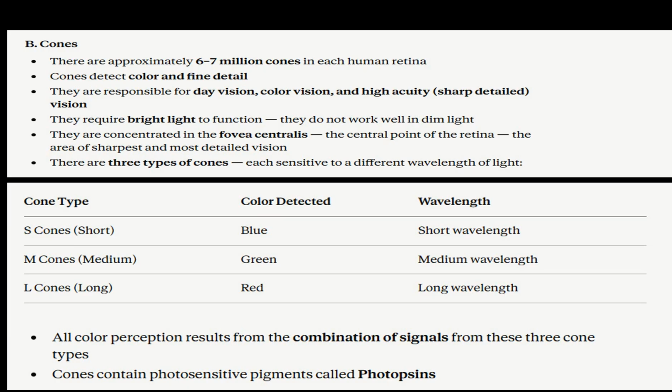Cones contain a photosensitive pigment called photopsins. In the case of rods we have rhodopsin, here we have photopsins. So this is nothing but a photosensitive pigment, which is called photopsins.